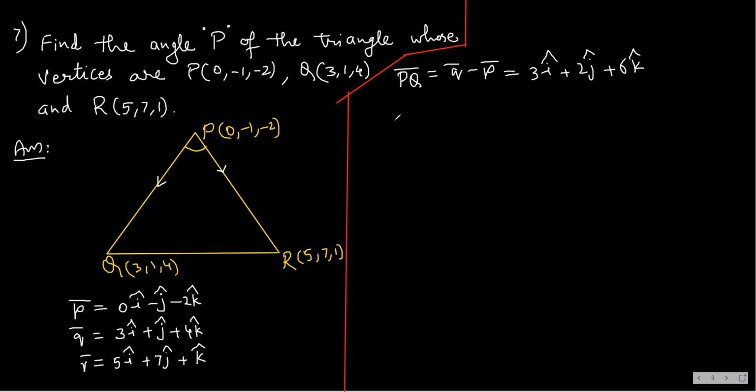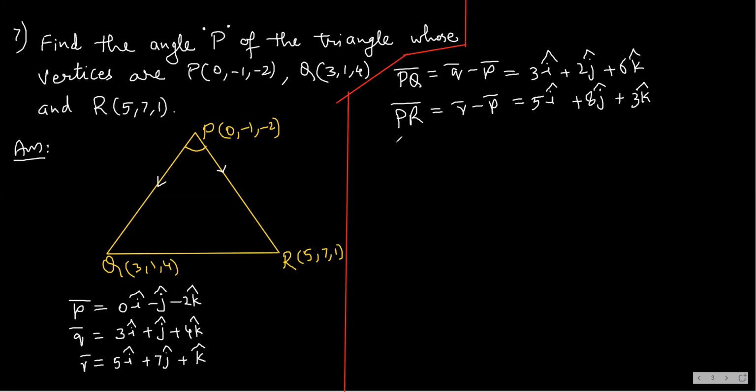Then I will go for PR bar. PR bar is R bar minus P bar. So R bar minus P bar, I will get 5 i cap plus 8 j cap plus 3 k cap. So I got PQ bar and PR bar. I have to find angle P.